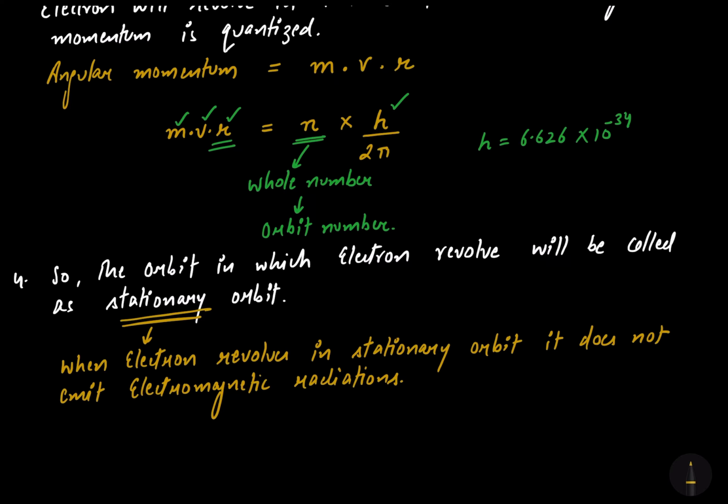Obviously, the orbit whose angular momentum is quantized is called a stationary orbit, and only in that orbit the electron will not emit the electromagnetic radiation. Hence, the electron will not lose its own energy and collapse on the nucleus. So, that was the point taken from the drawback of the Rutherford model, that we have to find the orbit in which the electron will not emit EM radiation. Bohr sir found that in the orbit whose angular momentum is quantized, the electron will not emit electromagnetic radiations.